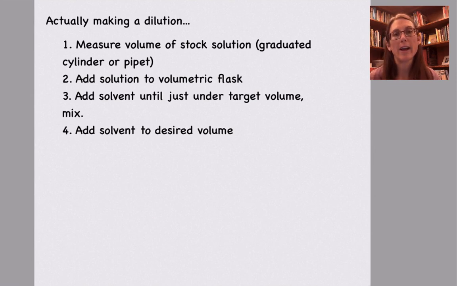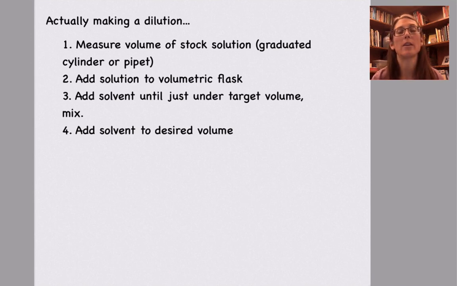Okay, last thing I want to talk about is how you're actually going to make that dilution. We will practice this in class, and I will have all the glass for you so you can see what it looks like, and we'll talk through how to do it. But in brief, what you're going to do is you're going to measure out the volume of stock solution that you need.